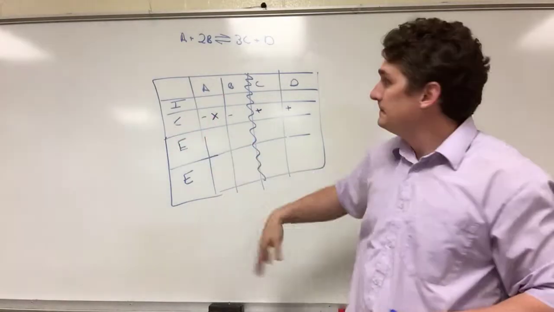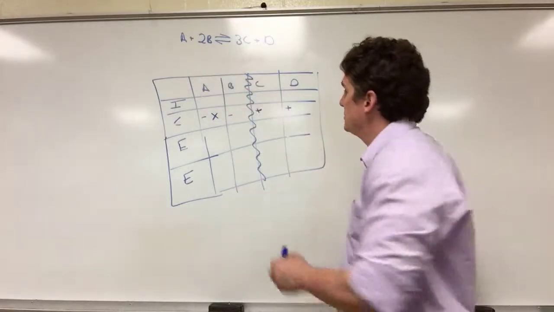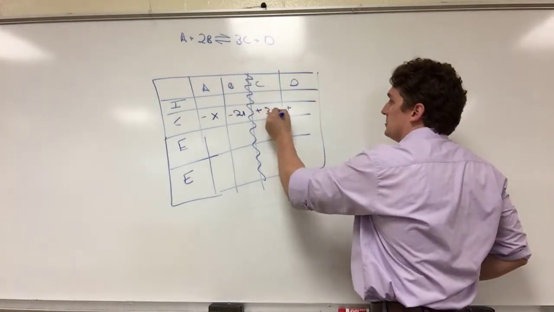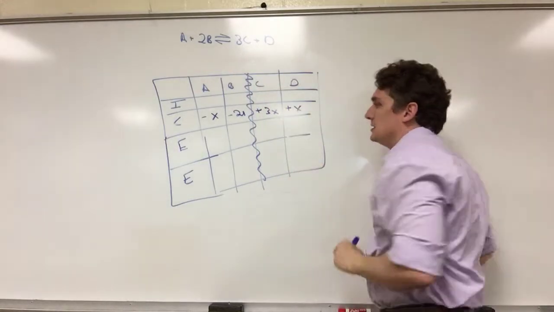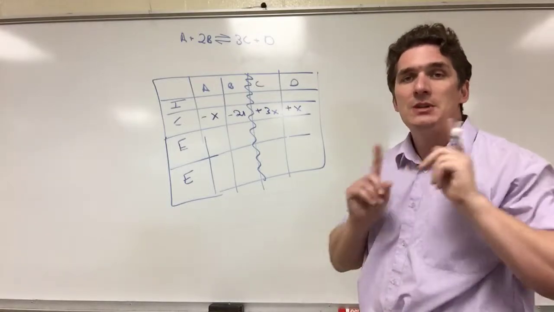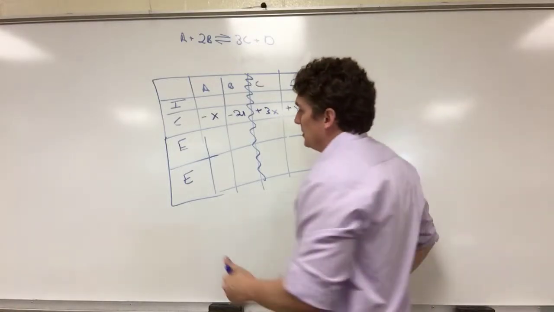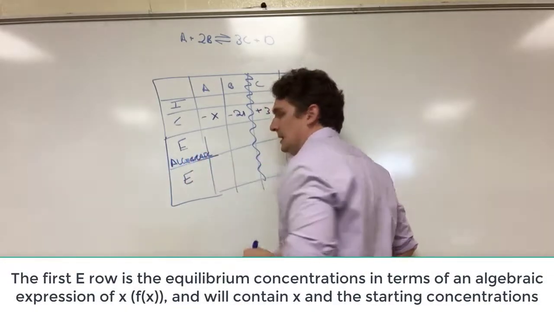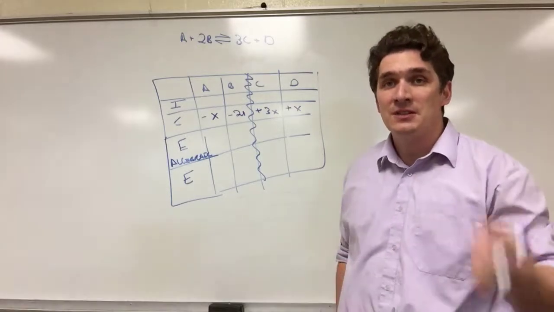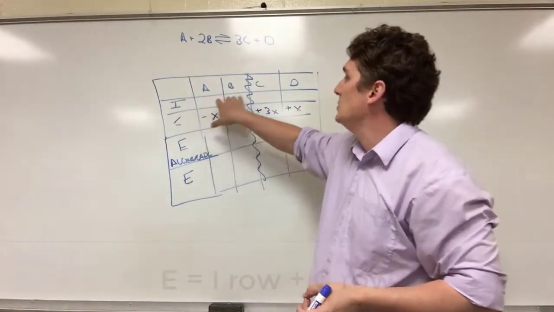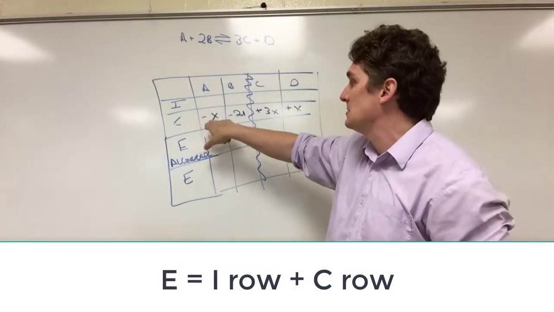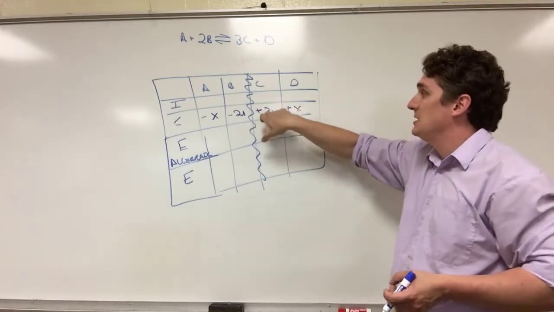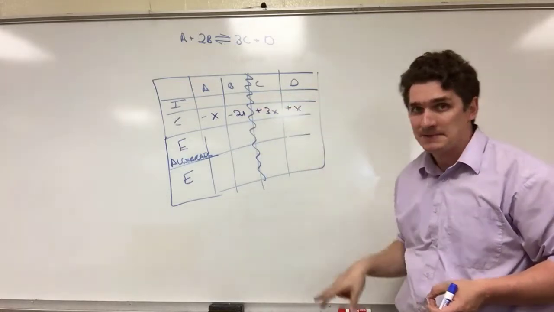But getting back to the change row. For B, B has a 2 in front of it, so the change is minus 2x. C has a 3 in front of it, so plus 3x. D has a 1 in front of it, so plus 1x. Now we have 2 E rows here, and there's a reason for this. The first E row is the algebraic row. The algebraic row is always a function of the extent of the reaction, and it is always I plus C. So if we are given initial concentrations, it'd be the initial concentration of A minus x, initial concentration of B minus 2x, initial concentration of C plus 3x, initial concentration of D plus x.